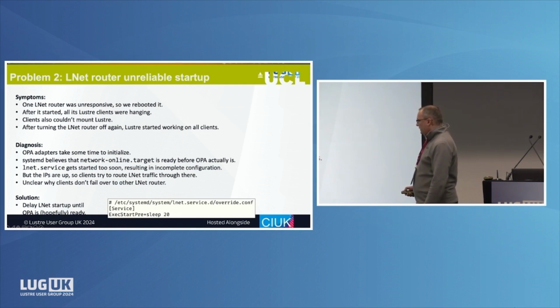But the solution is relatively simple and stupid. Namely, we just need to add a bit of delay to the LNet startup so that it will only start up after Omnipath is properly initialized. And you can do that in the systemd universe by just adding some override config, introducing a 20-second delay. OK.